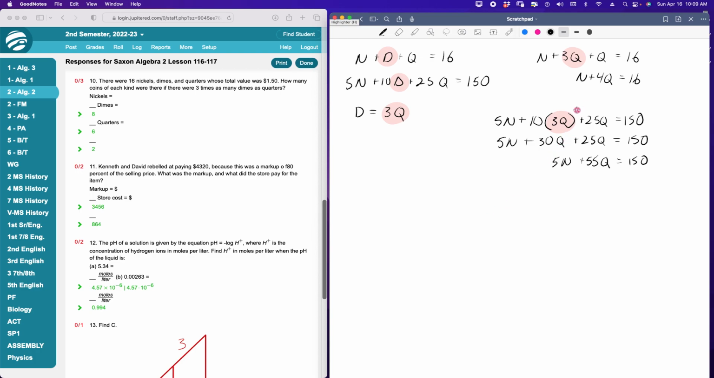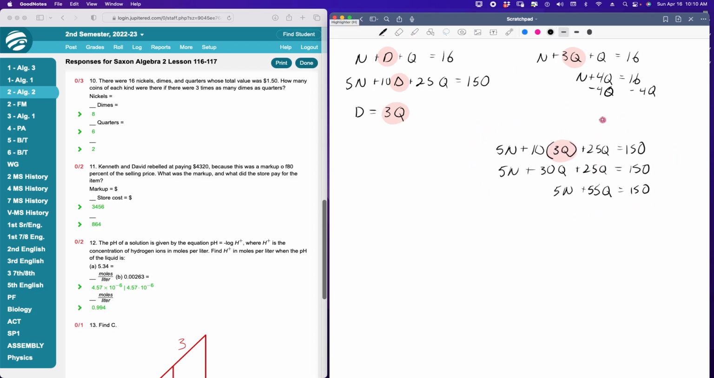Now, there's a couple ways you could do this. You could multiply this by -5, or you could create another substitution value, which I think is what I'm going to do. I'm going to subtract 4q from both sides. So let me move this down. And that's going to give me n is equal to 16 minus 4q. And that is what I'm going to sub in for n right here.